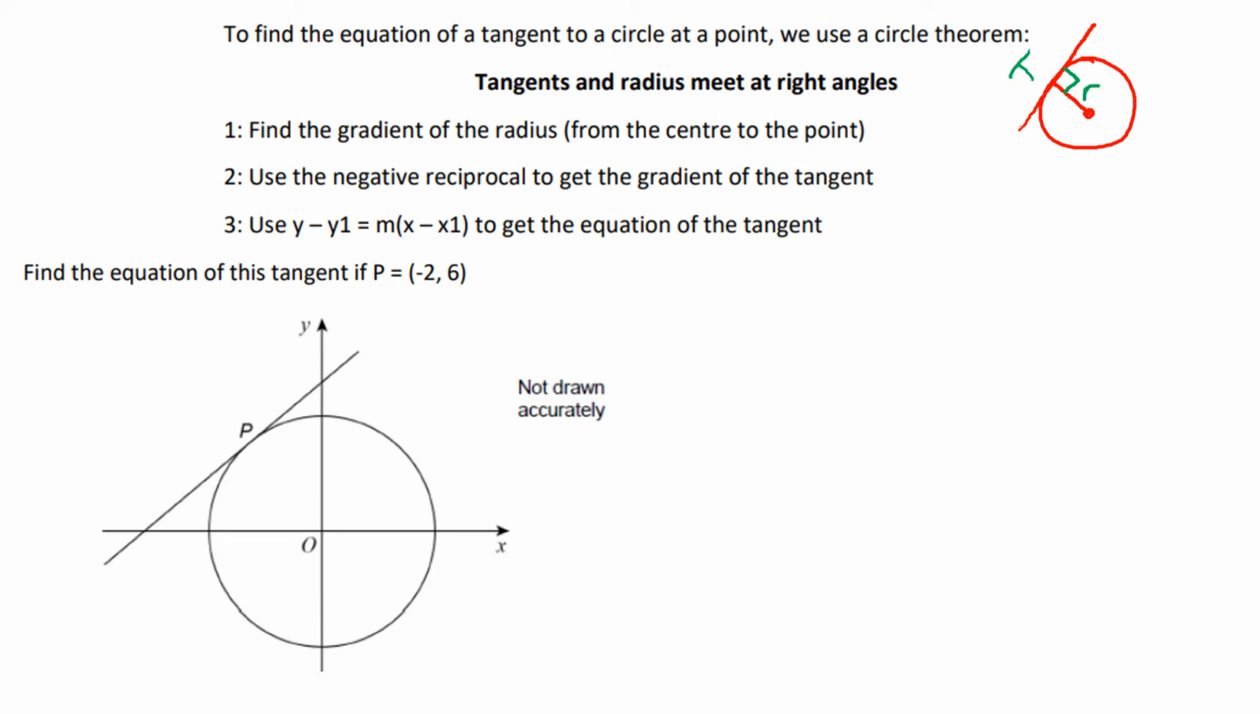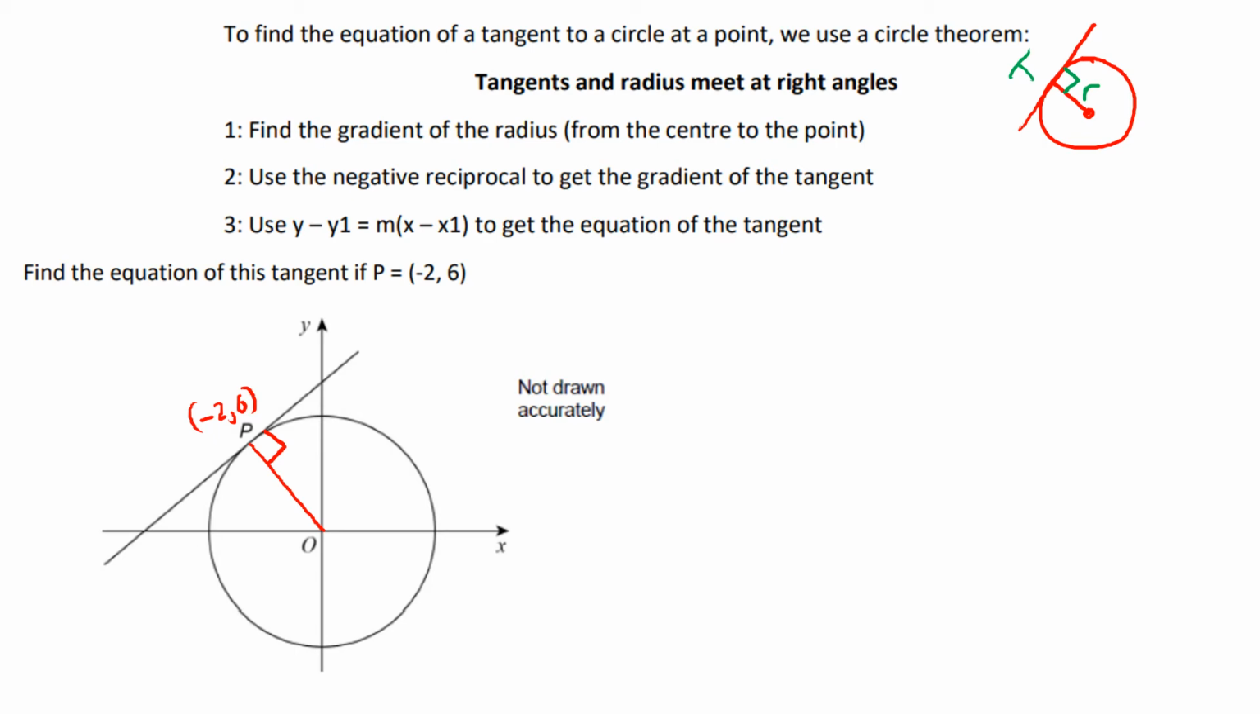So here's what we're going to do. I'll use this example to go through it rather than read through the steps, because I think that'll make more sense. So we've got this point (-2, 6). Why do we know it's (-2, 6)? Because it told us in the question. We're going to draw on a radius that goes to the center of the circle, and we're going to use the circle theorem that those two meet each other at a right angle.